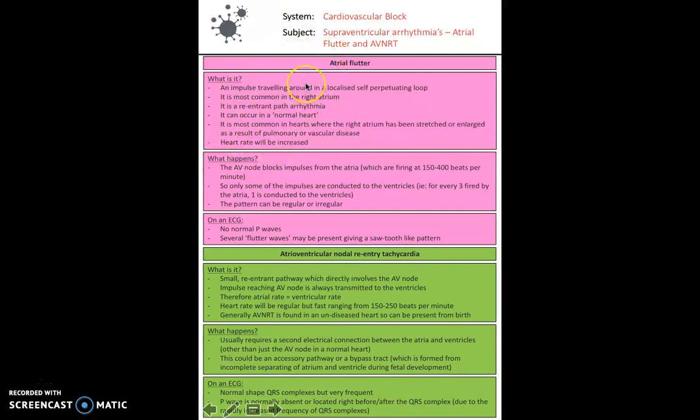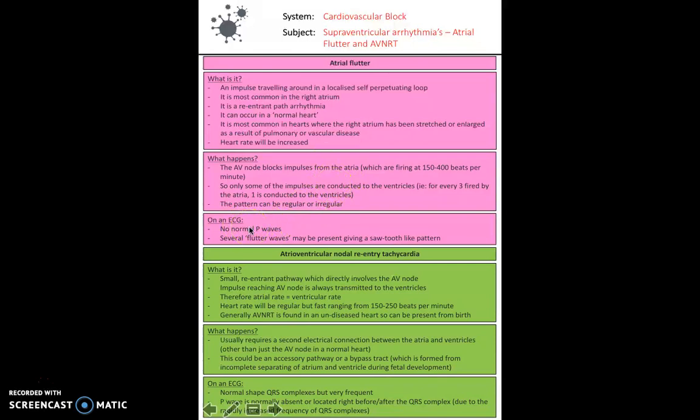Heart rate will be increased in atrial flutter, and this is because the AV node blocks impulses from the atria, which are firing at around 150 to 400 beats per minute. So this is normal. Only some of the impulses are conducted to the ventricles. For example, for every 3 fired by the atria, 1 is conducted to the ventricles. And the pattern can be regular or irregular, which causes this atrial flutter.